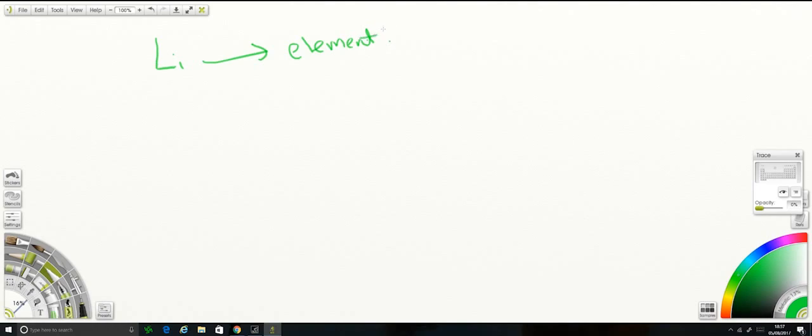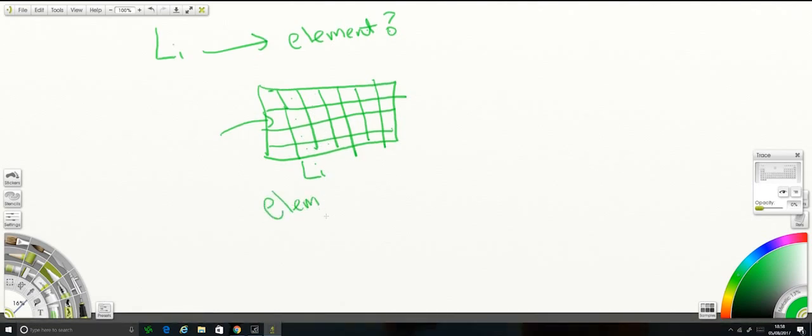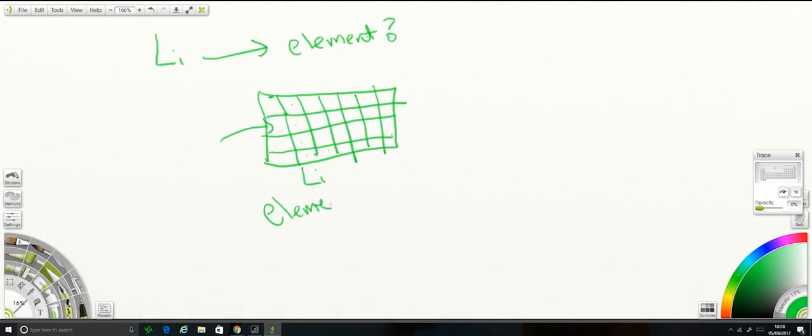So what do we mean by an element? An element is something that consists of only one type of atom. Let's say this is lithium, for example. I'll draw squares, and each square box I'm representing as an atom. So this is an atom, this is an atom, all these are atoms. So an element is made up of one type of atom only.